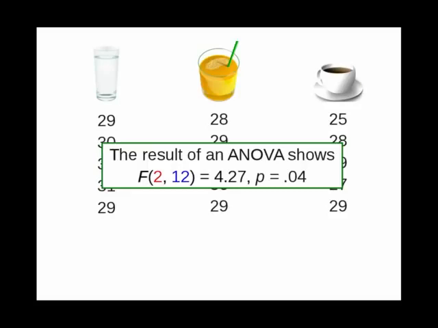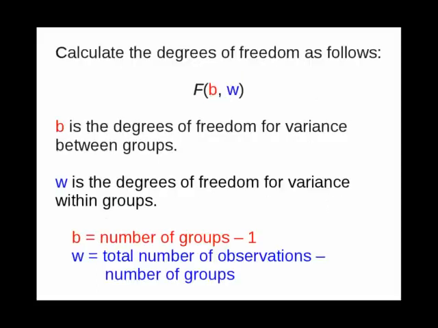What's that 2, 12 doing there? Those are the degrees of freedom for variance between groups and variance within groups. And here's how you calculate the degrees of freedom when you report results for analysis of variance.